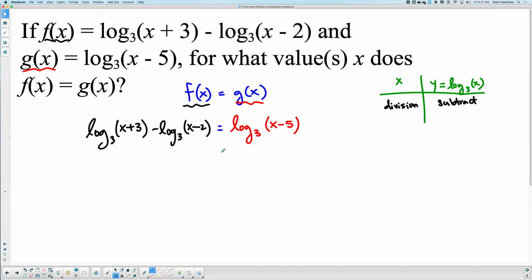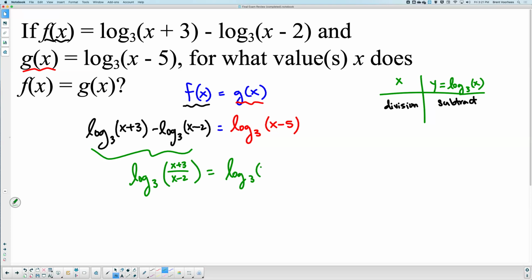What I can do is take these two and use the quotient property and make this become log base 3 of the expression (x plus 3) over (x minus 2), equals log base 3 of x minus 5. That right there was the quotient property.